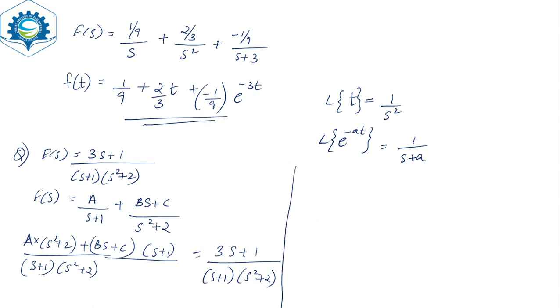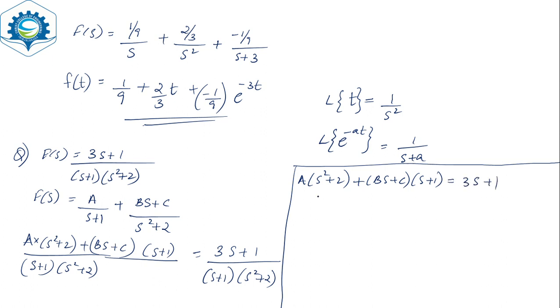I'll just do the remaining portion over here so that it will be easier for me to do the calculations. What is the first term? A(s² + 2) + (bs + c)(s + 1) = 3s + 1. I'll just multiply this out for ease in finding the coefficients. That will be a(s² + 2) + bs(s + 1) + c(s + 1) = 3s + 1.